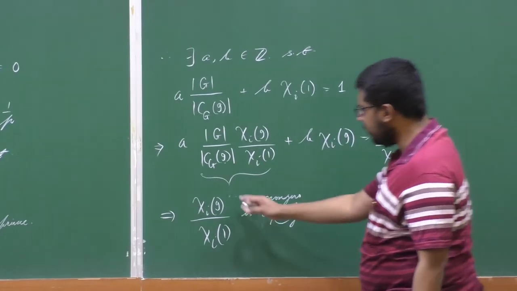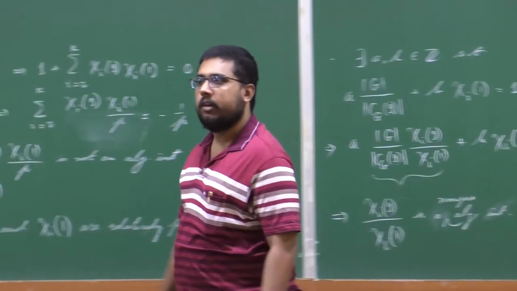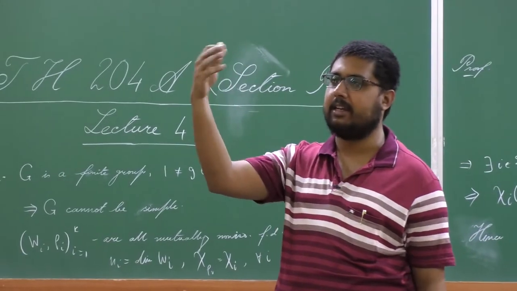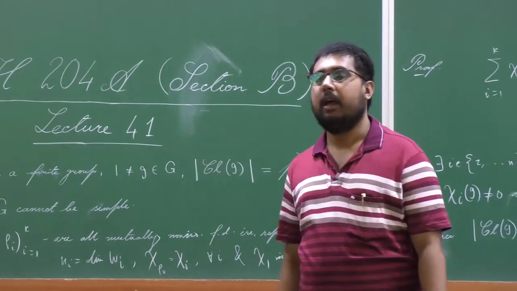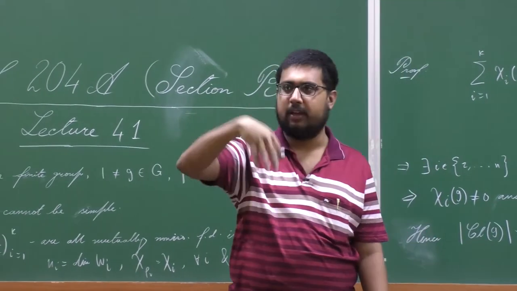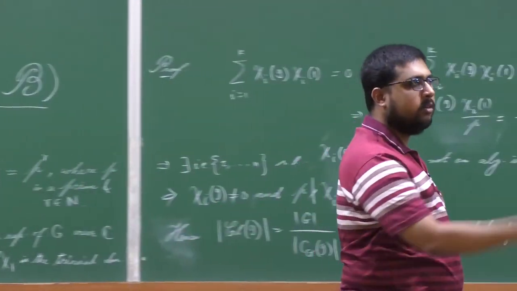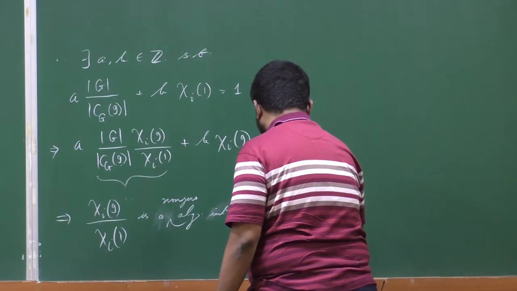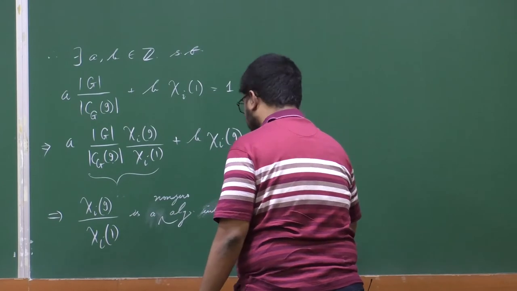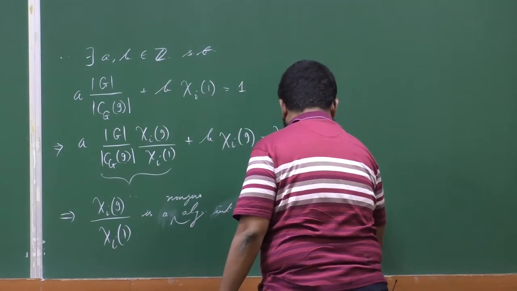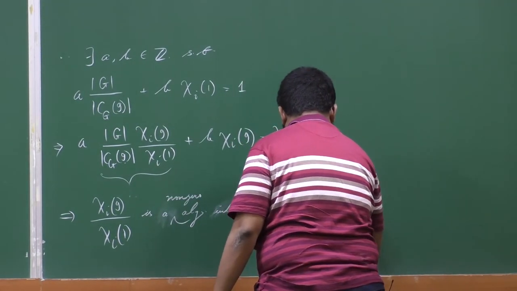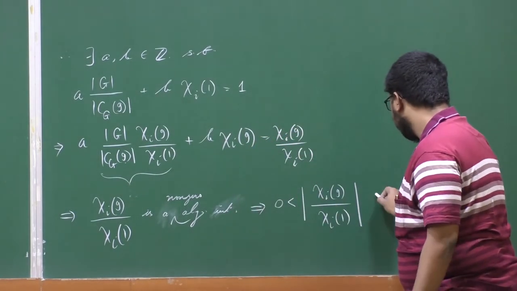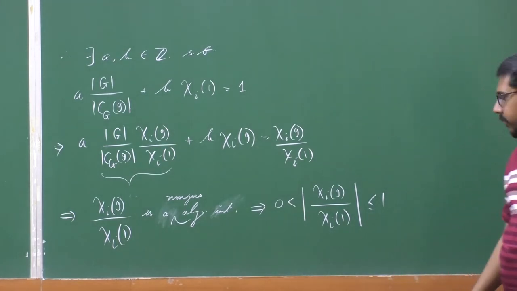Now, we have an estimate for such things. Recall that for any character chi I, chi g divided by chi 1, the absolute value is bounded above by 1. Okay. So therefore, what do we have about this quantity? So first of all, this is non-zero. Okay. And this is less or equal to 1, that we know.